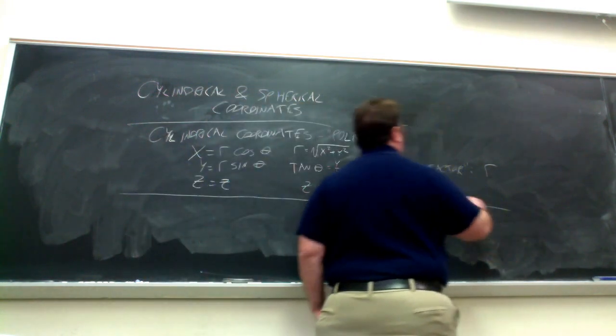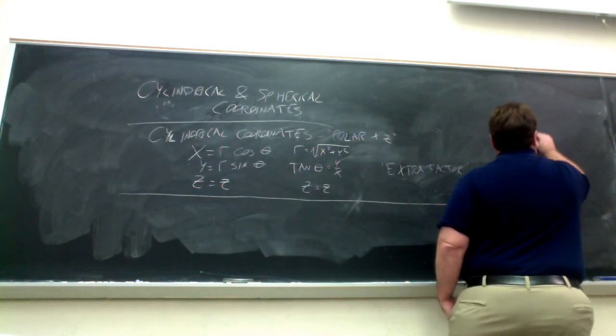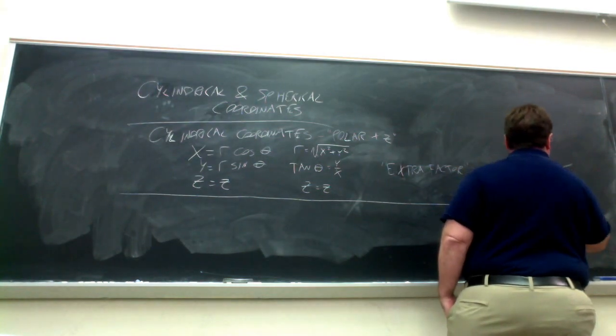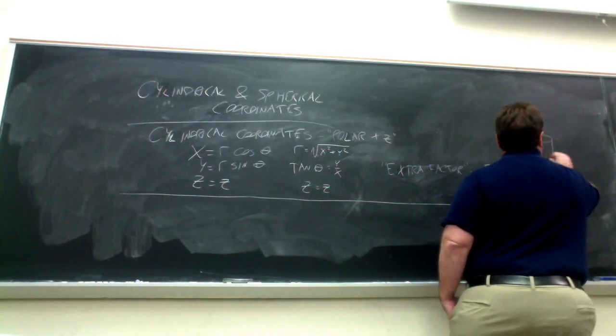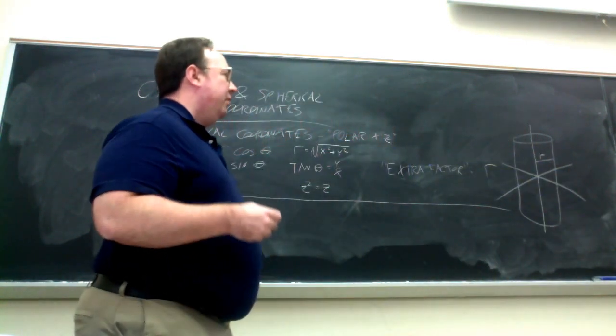Okay. So to make sense of cylindrical coordinates, if I were to draw a cylinder that was centered on the z-axis, r is the distance from the z-axis to the outer edge of the cylinder.